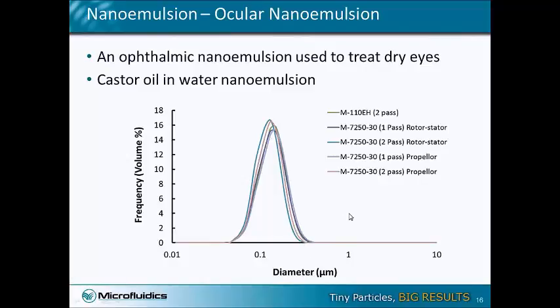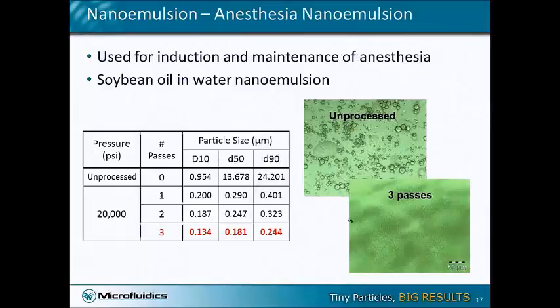The last example for nanoemulsions is actually formulated with soybean oil. This is an anesthesia nanoemulsion. Again, the optical microscope pictures are shown here. You can see the large droplets with the unprocessed samples, and the fast reduction after microfluidization, just after 3 passes at 20,000 psi. The particle size is reduced greatly. The D90 is 240 nanometers, and this is an indication that at this stage the emulsion may be able to pass through the sterilizing filter pretty easily.